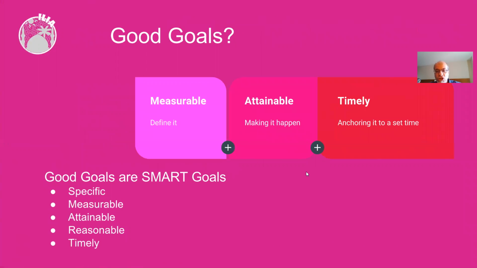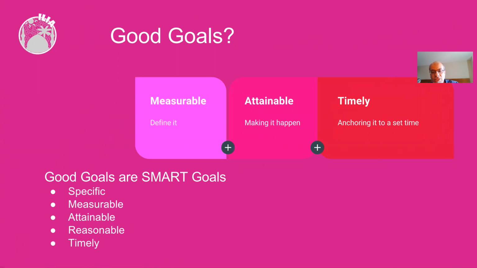So before we get started, quick thing about good goals is also what we call SMART goals. They're specific, measurable, attainable, reasonable, and timely. Today we're only going to talk about measurable, attainable, and timely. What is a measurable goal? It's a goal that we can easily define.